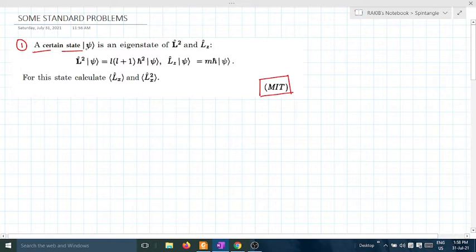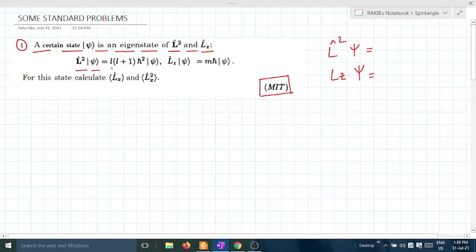A certain state psi is an eigenstate of L square and Lz. There are two angular momentum operators, one is L square and another is Lz. Psi is the eigenstate of L square and Lz also. Now read the question first carefully and then apply whatever you want.